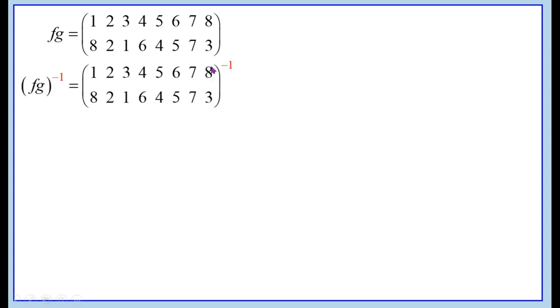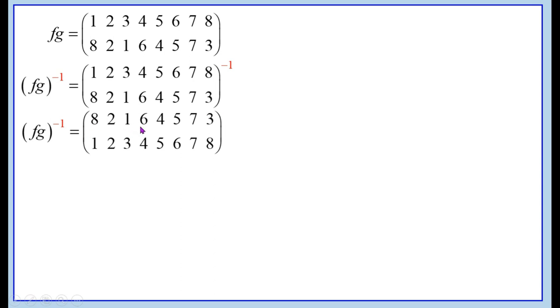Now, we have to find its inverse. We know how to write the inverse of a permutation. To write the inverse of a permutation, we have to interchange the rows of the given permutation. Therefore, the inverse of this permutation is 8, 2, 1, 6, 4, 5, 7, 3. That is the second row. This is the first row. And hence, this is the inverse of the product F into G.